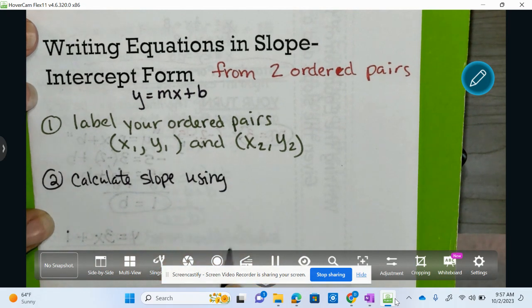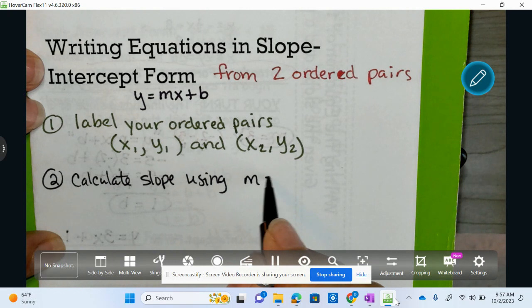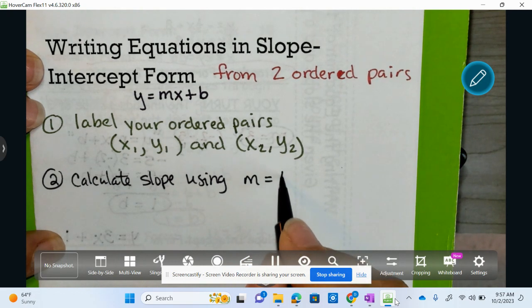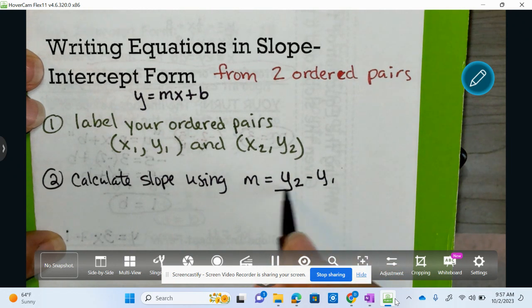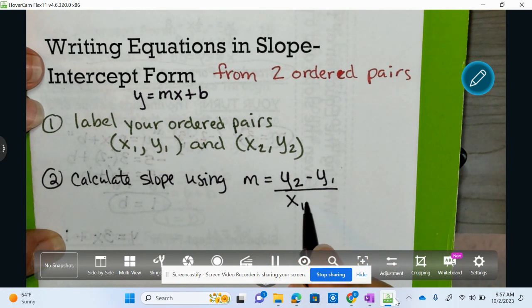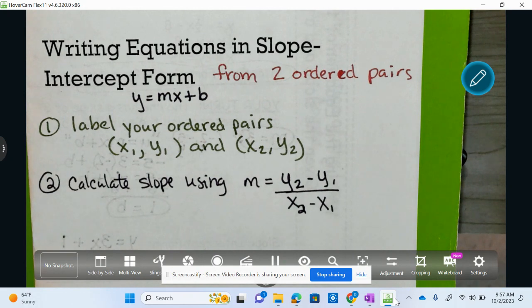I mean, what's the purpose of us labeling those? Do you guys remember? Using m equals y sub 2 minus y sub 1 over x sub 2 minus x sub 1. Yeah, we're going to use that formula, right? We're going to use that slope formula and calculate our slope.